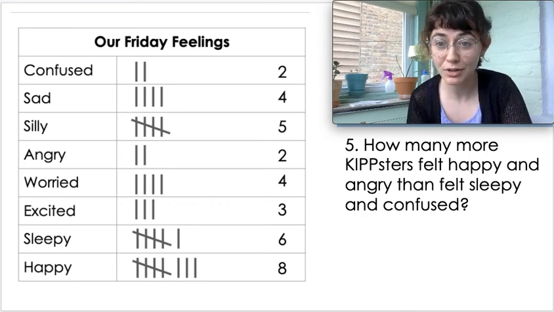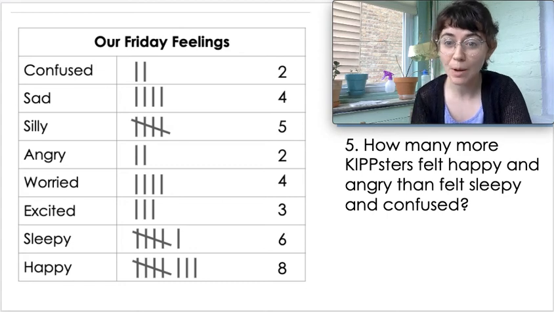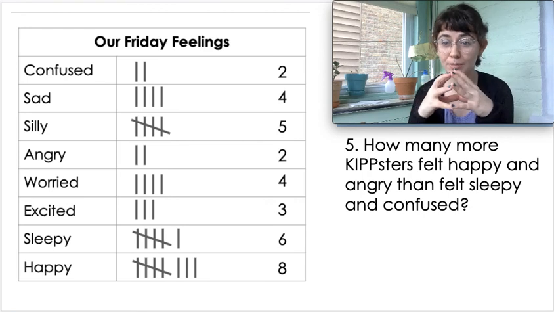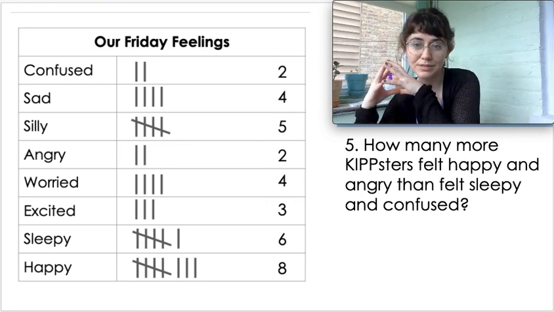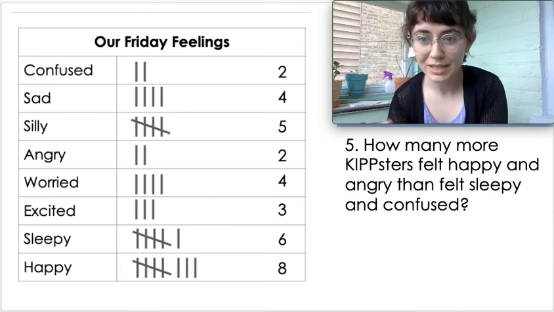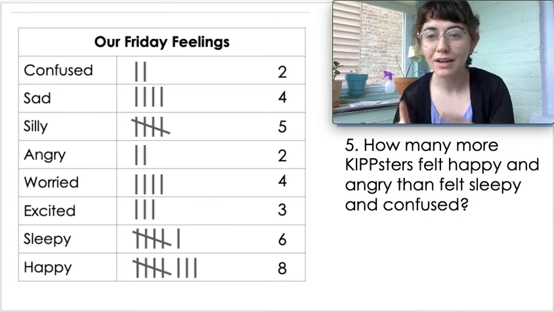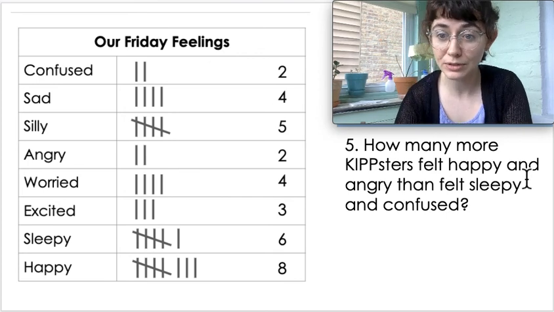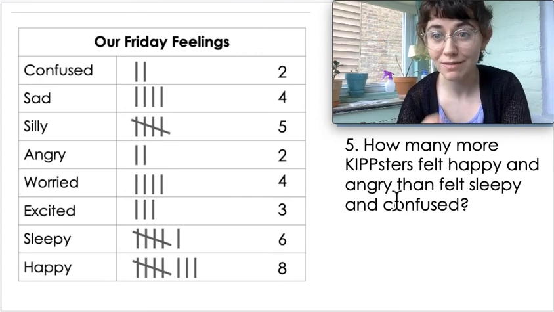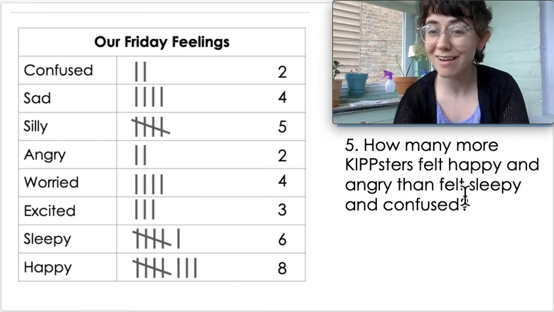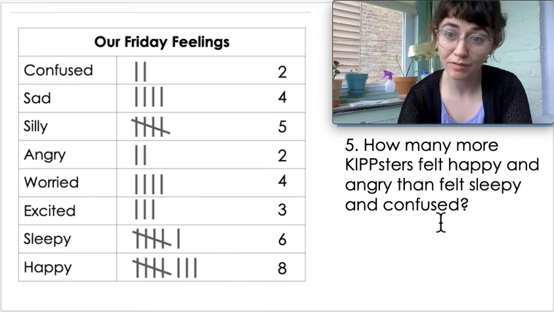This is our table, and we're going to use the numbers on this table to help us solve it. So how many more KIPPsters felt happy and angry? That's one group. Then felt sleepy and confused is another group. So your first step is not to subtract. Your first step is actually, how many are in this first group, happy and angry? Find that out. Then your next step is find out how many are in the group of sleepy and confused.